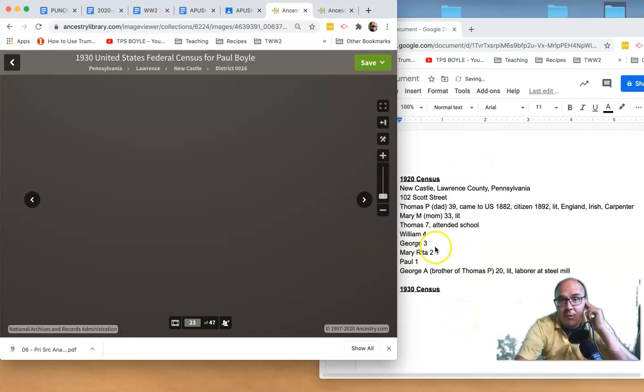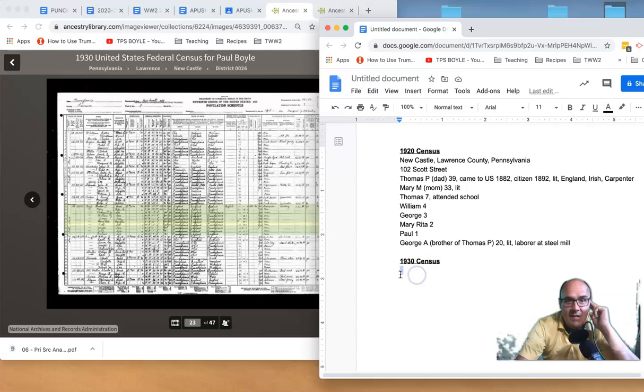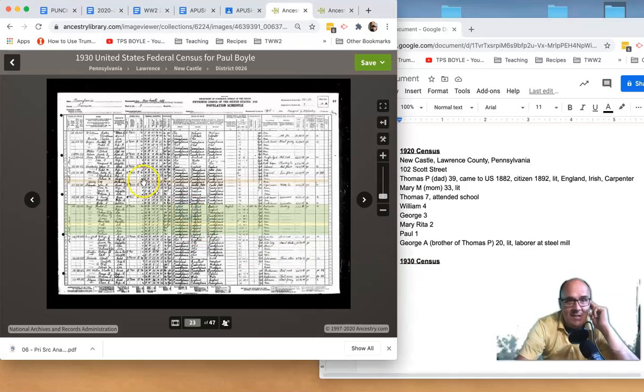Now, if you wanted to be cute, what could you do here? You could figure out that Paul, if he was 1 year old in 1920, and remember he was 1 year and 3 months old, you could probably figure out about when he was born, which would be 1918 or 1919. And you could calculate birth dates for everybody else based on their age. Okay, let's get into it with the 1930 census.